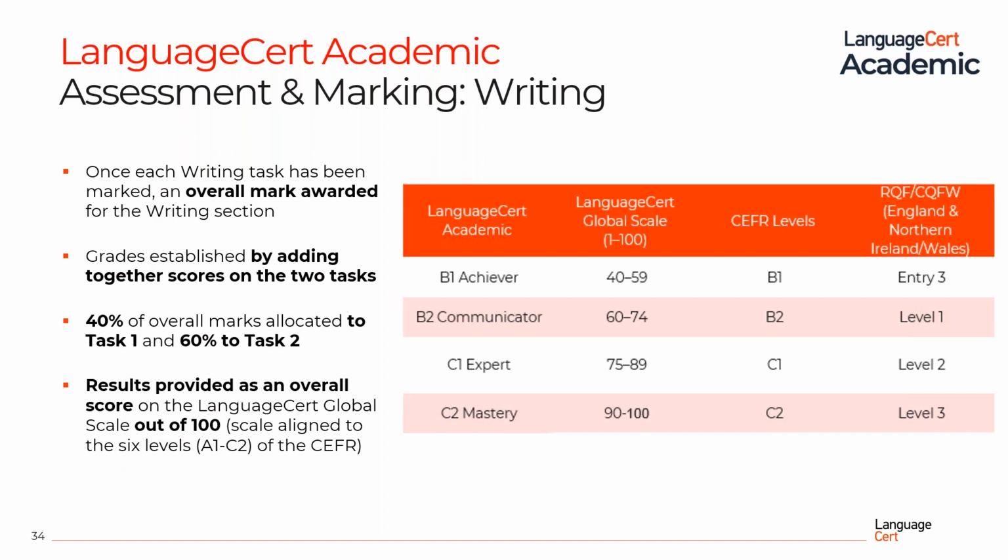Once each writing task has been marked, an overall mark is awarded for the writing section, and grades are established by adding together scores on the 2 tasks. Task 1 is weighted to 40% of the total marks for writing, and Task 2 is weighted to 60% of the total marks for writing. Finally, results are provided as an overall score on the LanguageCert Global scale out of 100.